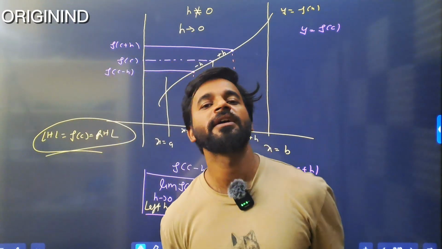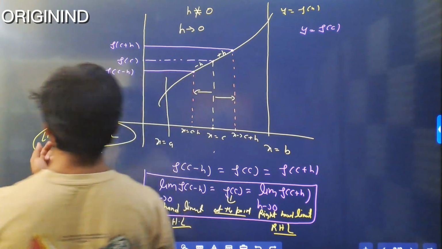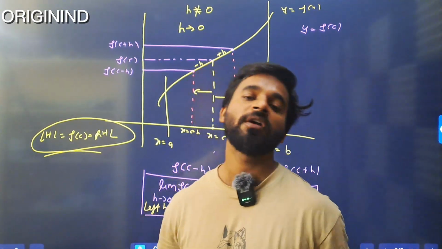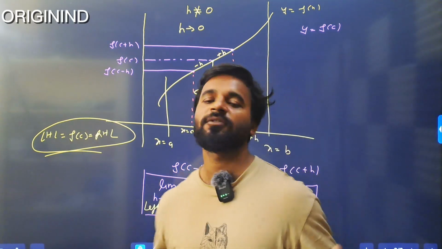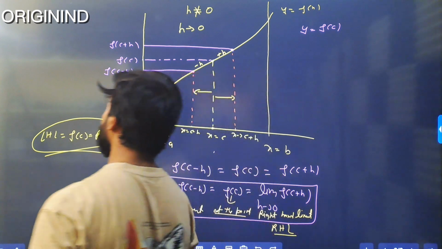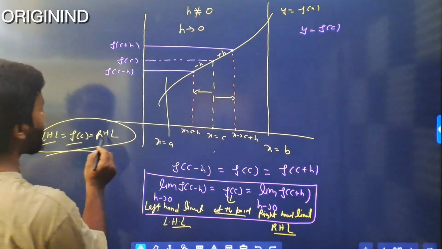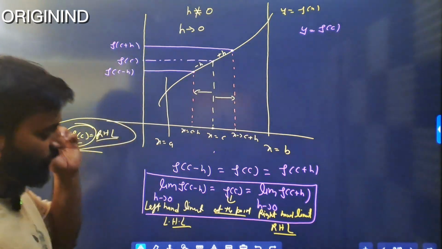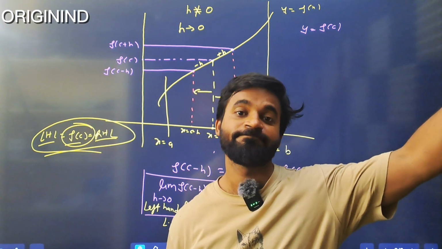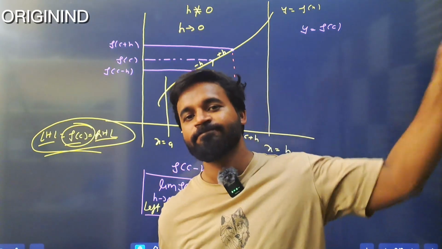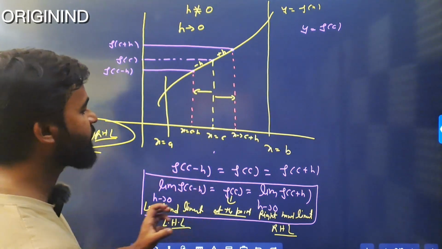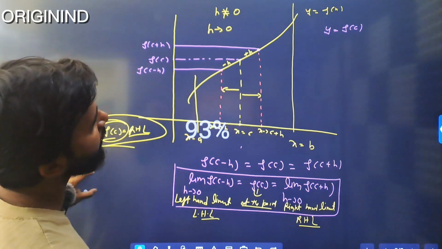So if LHL is equal to the value at the point and equal to RHL, the function is continuous. If any two are equal, that is not continuity. Continuous means LHL is equal to f of c is equal to RHL. I hope you understand. So please, guys, if LHL, RHL, and the function value at the point are the same, the function is continuous. Otherwise discontinuous. Clear? So this is just a basic concept. You can make a cross question just like this.